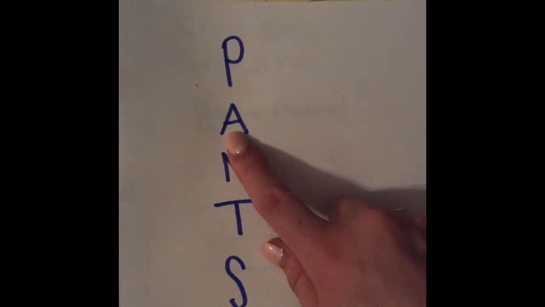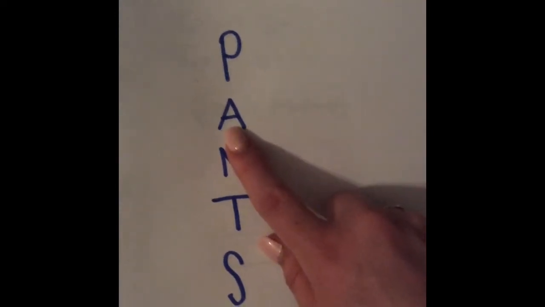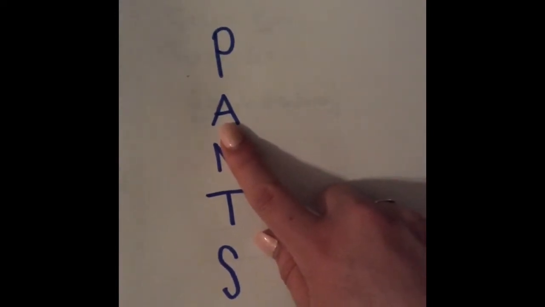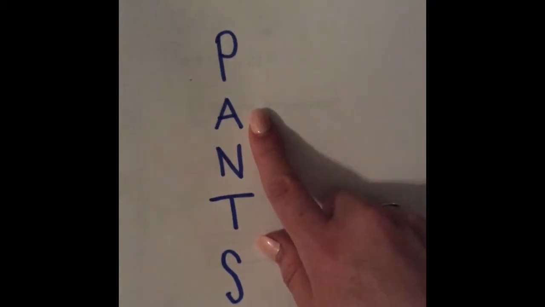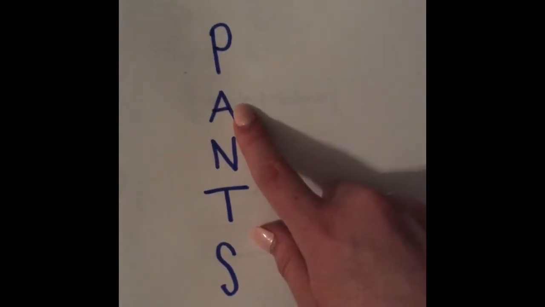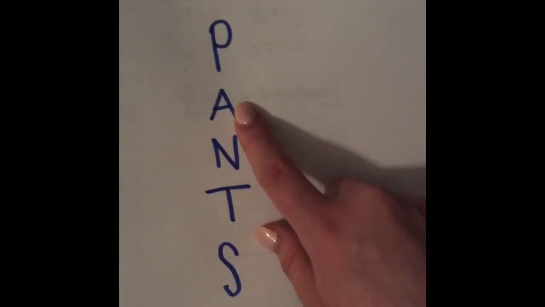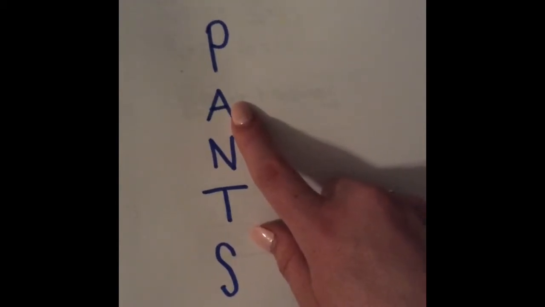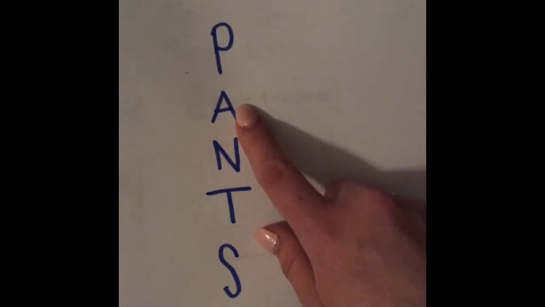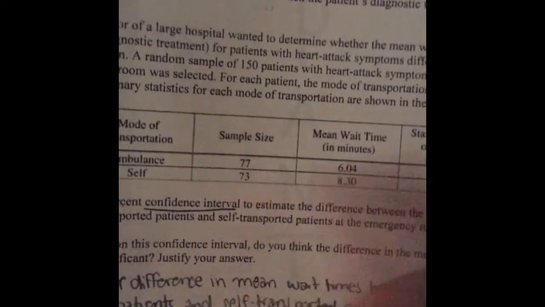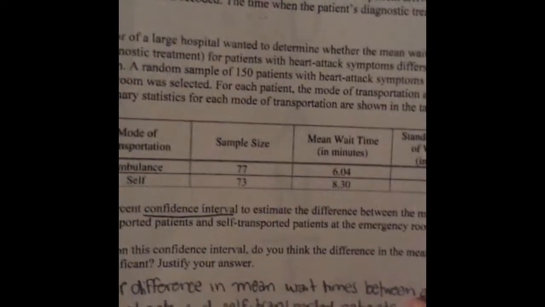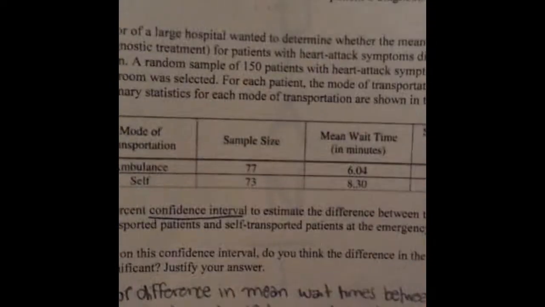What do we need to assume in order to proceed? This is about a normal approximation. We need to assume that this is a random sample, and it states that this is a random sample of 150 patients. We also need to figure out that it's approximately normal, and using the central limit theorem, because our sample sizes are 77 and 73, which are both greater than 40, we can say that these are approximately normal.